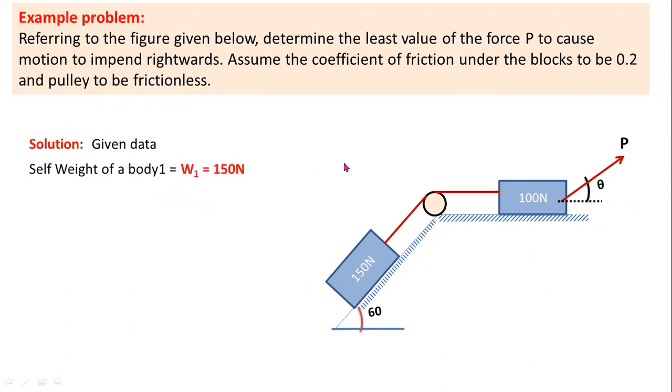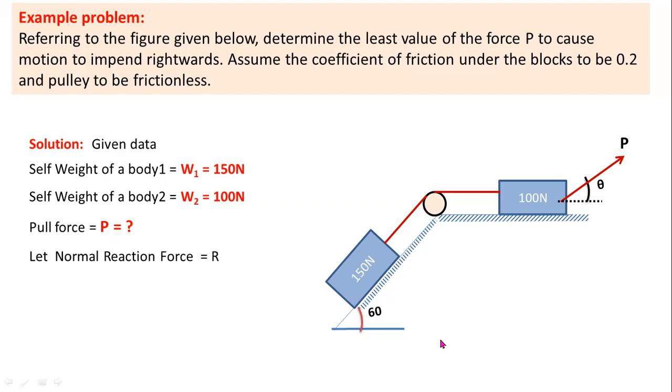The given values are weight of block 1 equal to 150 newtons and weight of block 2 equal to 100 newtons, and P is the effort required. P is question mark, and normal reaction R1 for 150 newtons block, R2 is the reaction force for 100 newtons block. Coefficient of friction mu equal to 0.2. Friction force F equal to mu R. From given diagram, angle of inclination alpha equal to 60 degrees.